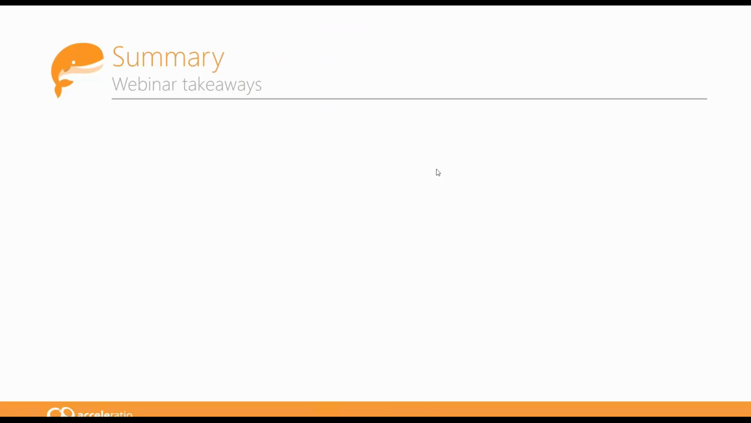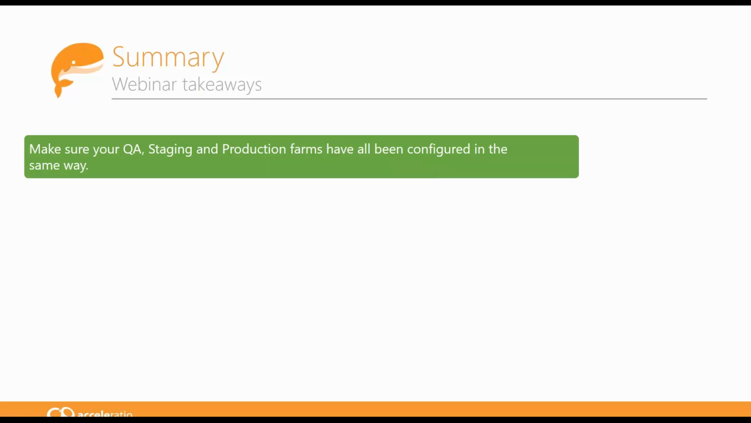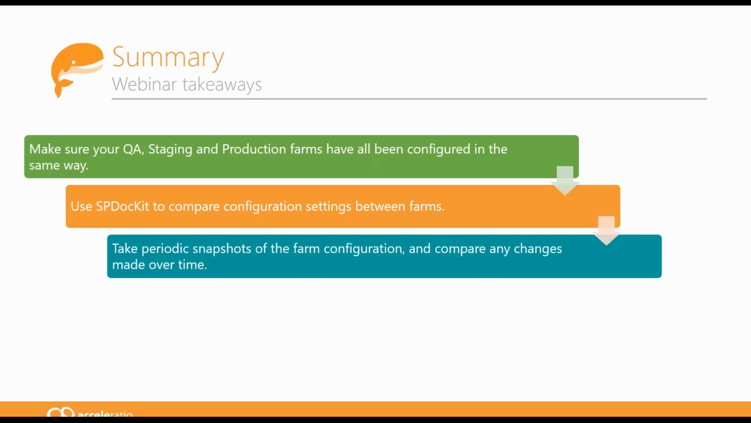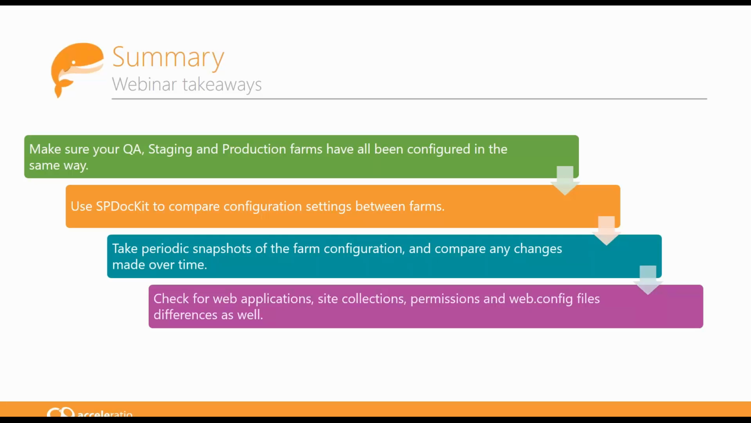So today I have shown you how you can compare different environments, quality assurance, staging, production farms. I have shown you how you can compare settings in a single farm over time, different snapshots, and compare these. I have shown you how you can compare different objects, web collections, permissions, and things like that.